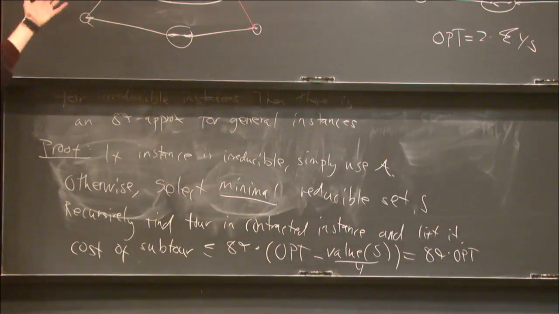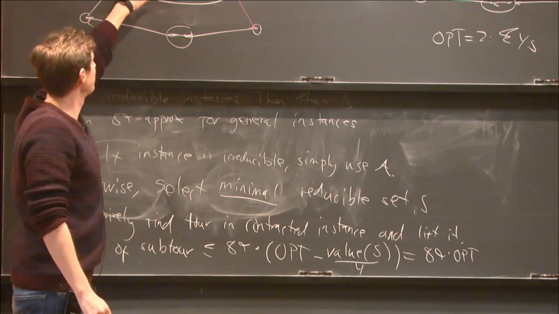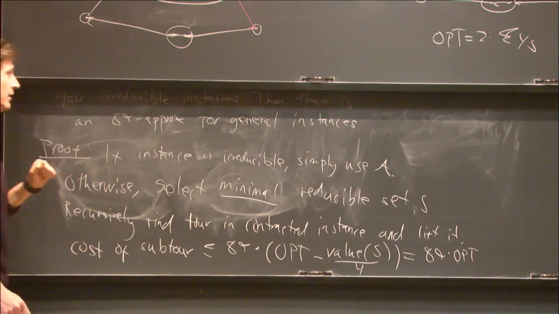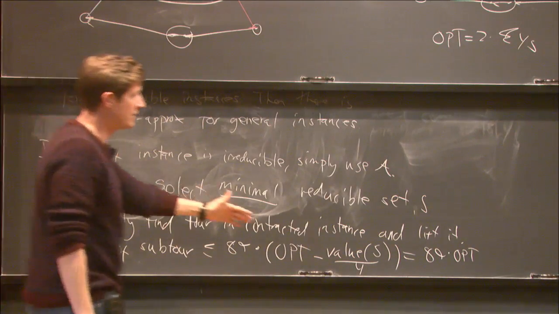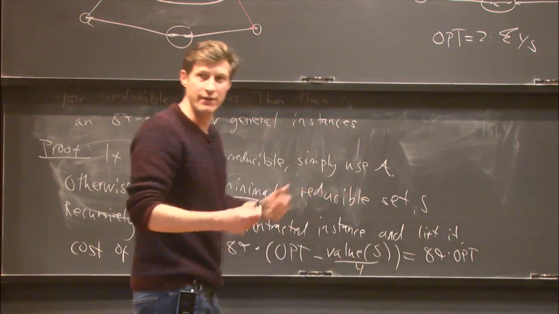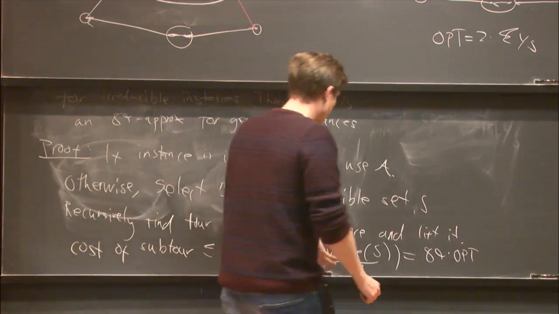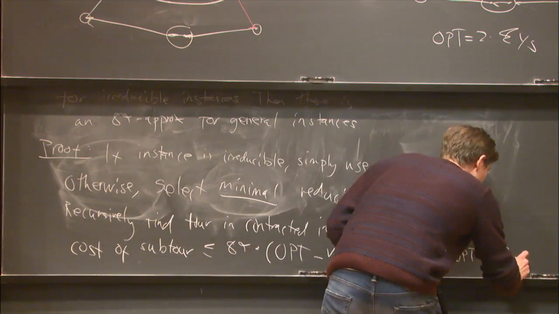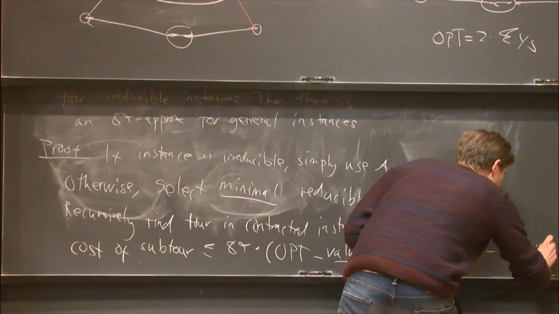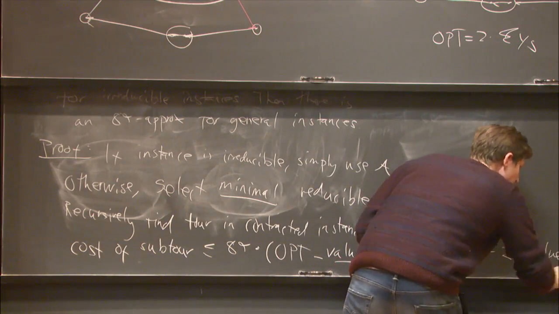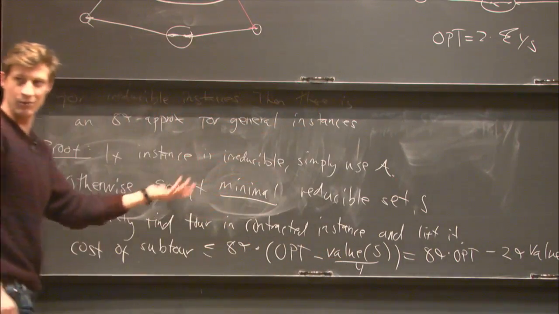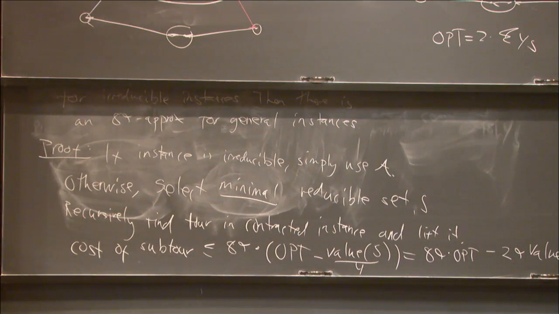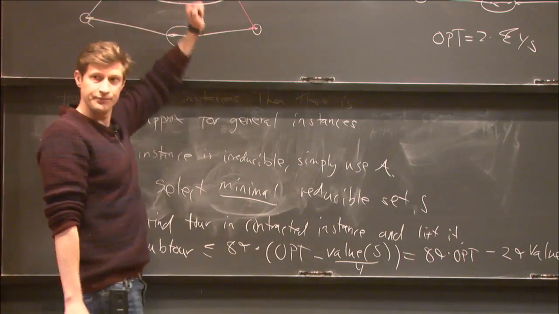Now we have a subtour. It visits everything outside S, but it might not visit everything inside S. In the end of the day, we would like to find something of cost 8 alpha opt that visits everything. But luckily we have some margin to work with: a 2 alpha budget, 2 alpha value of S. That's the amount of budget we have to complete this into a tour.